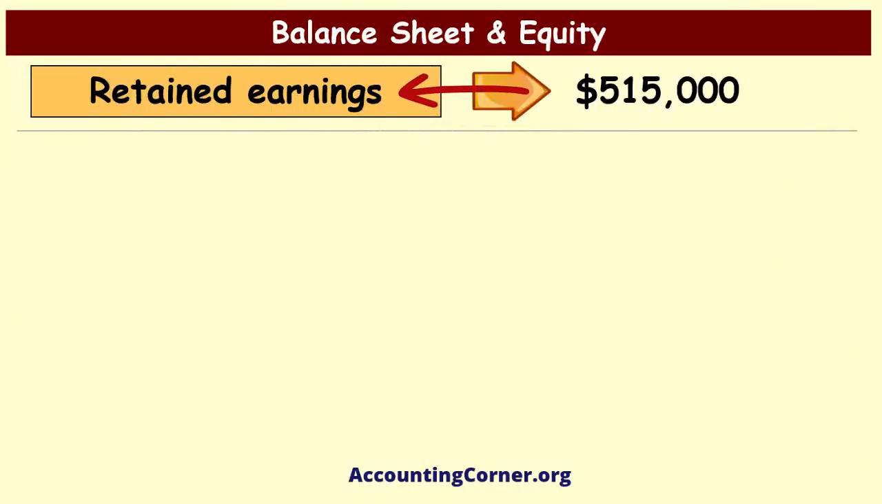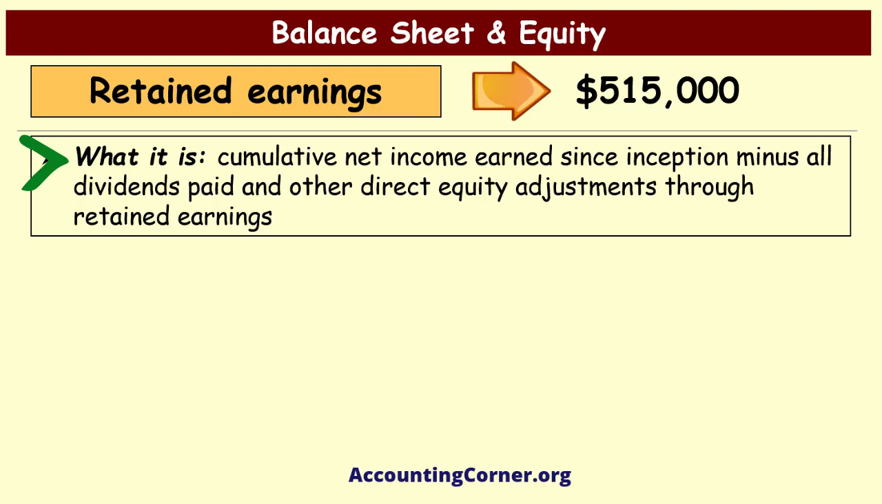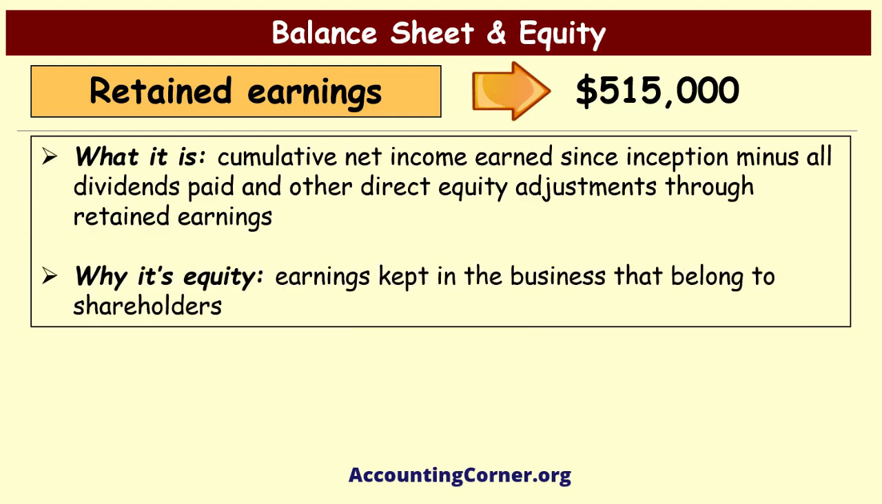And the last item from the given financial data is retained earnings. Retained earnings represent the cumulative net income the company has earned since inception, minus all dividends paid, and minus other direct equity adjustments that flow through retained earnings. For example, prior period error corrections. Retained earnings are included into equity because these are earnings kept in the business that belong to shareholders.